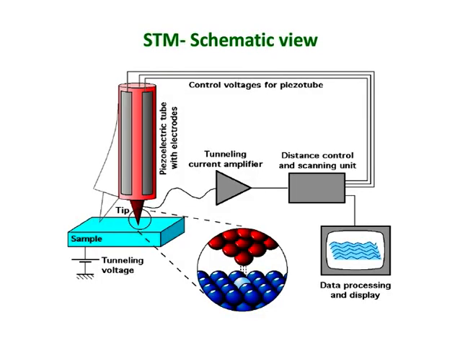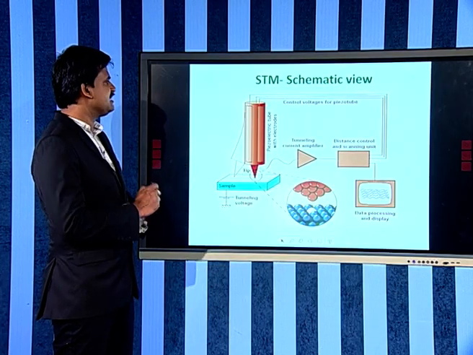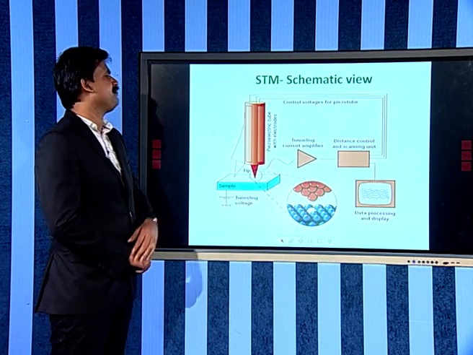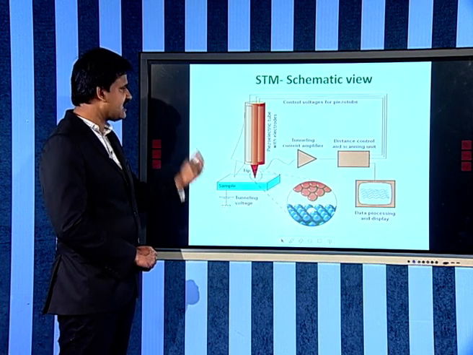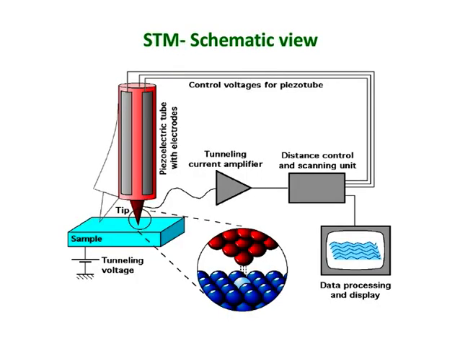The picture represents a schematic view of a scanning tunneling microscope. In this instrumentation, there is a tip. This tip will move in a systematic way across the surface of the sample. It generates a tunneling current. That tunneling current is detected, and based on that tunneling current, we will get an image of the sample, a real-time image of the sample.